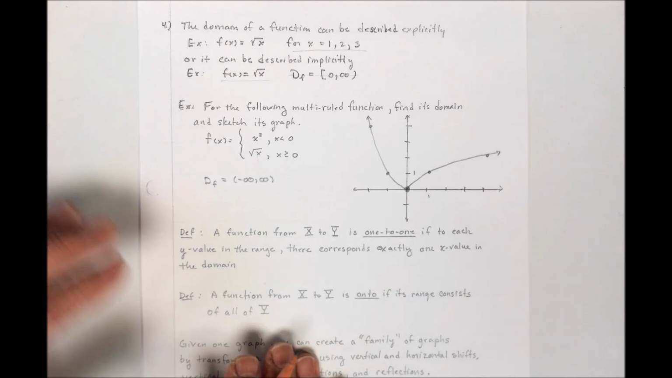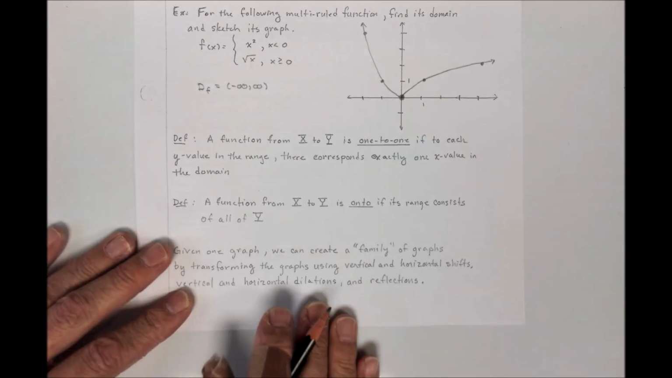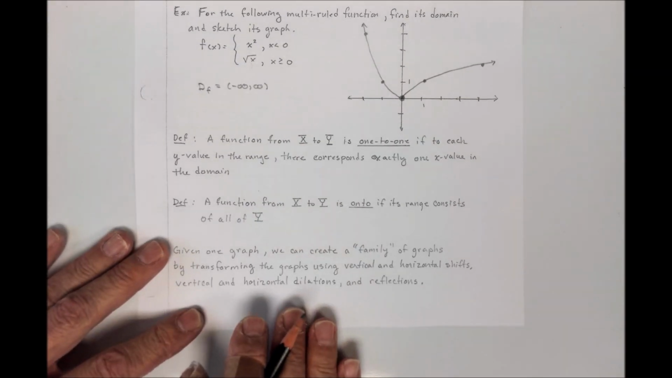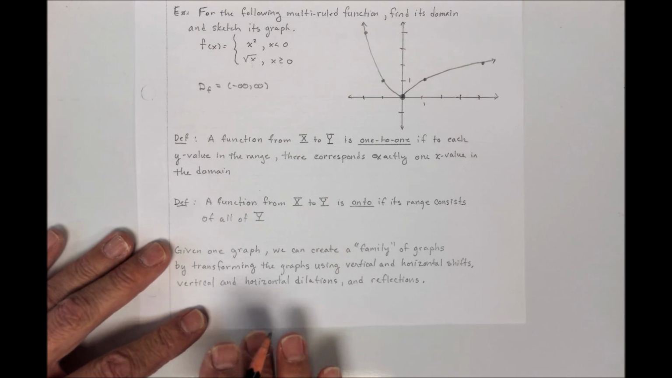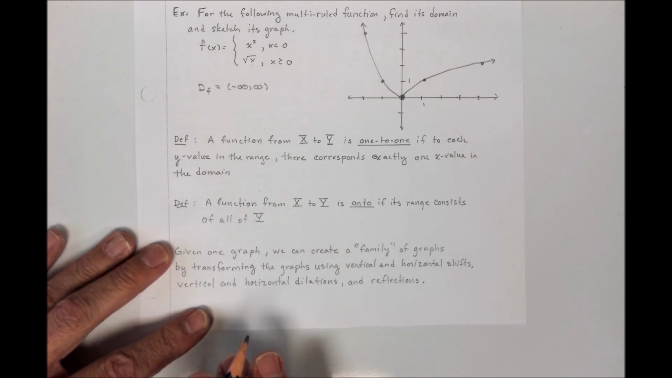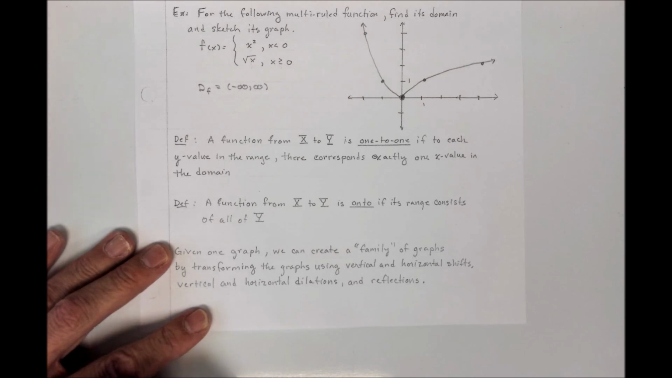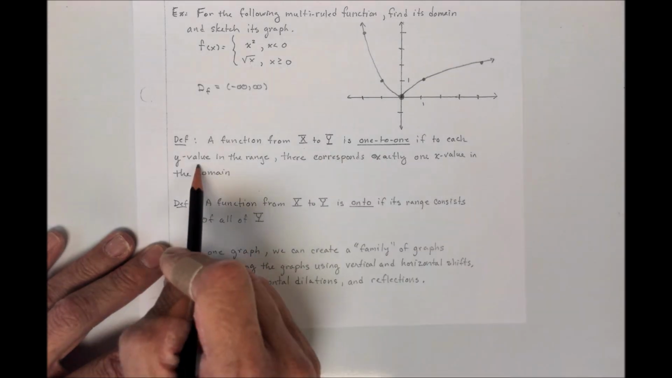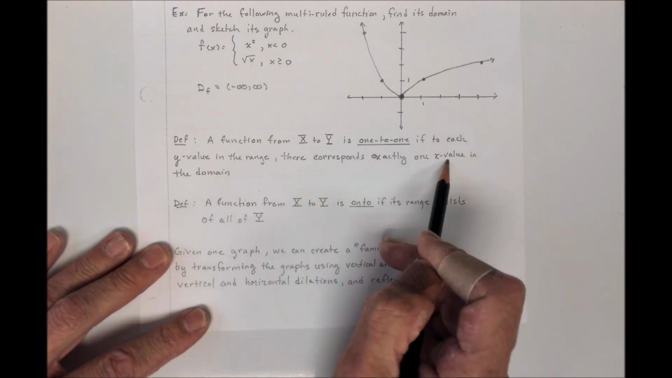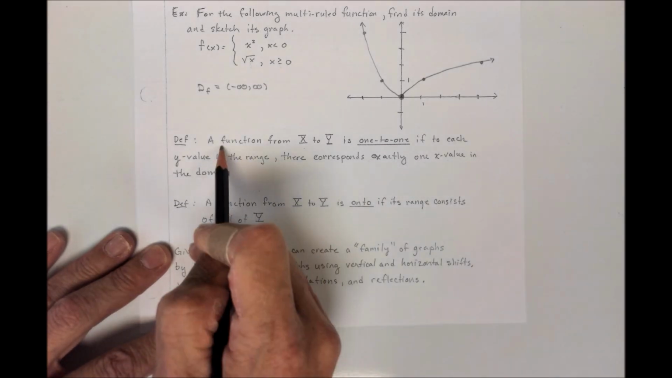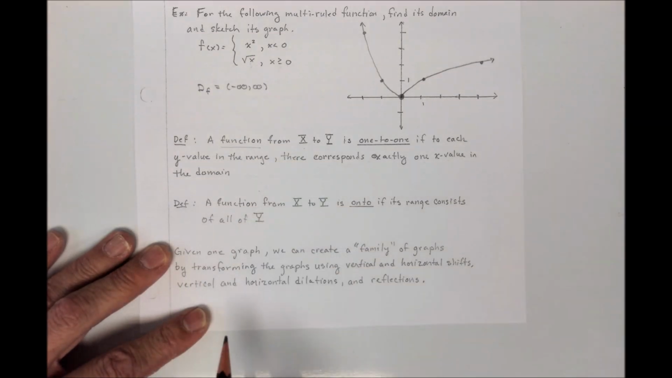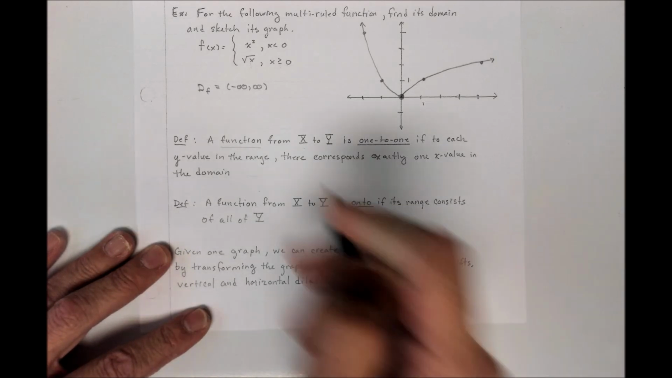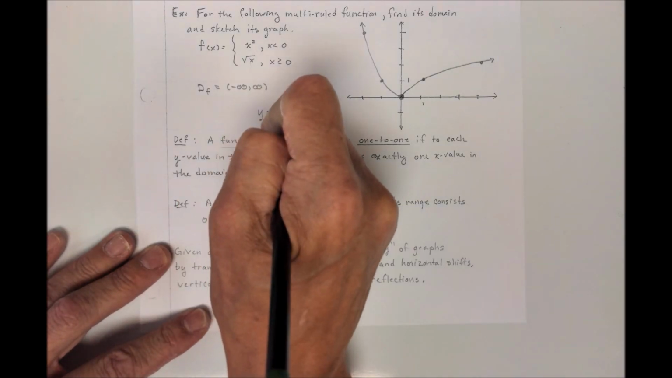Okay, now there are different kinds of functions, some more important than others. One of the more important functions is what we call a one-to-one function, because those types of functions, and we're not going to talk about it too much right now, you may remember from your pre-calculus days have inverse functions. A function from set x to set y is one-to-one if for every y value in the range there corresponds exactly one x value in the domain. Because it's a function, every one of the x's has exactly one y, but because it's one-to-one, every y has exactly one x.